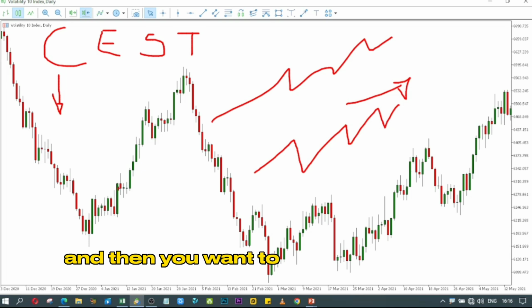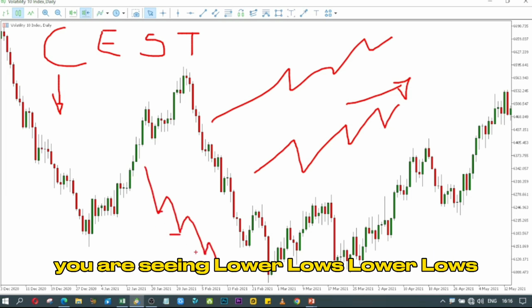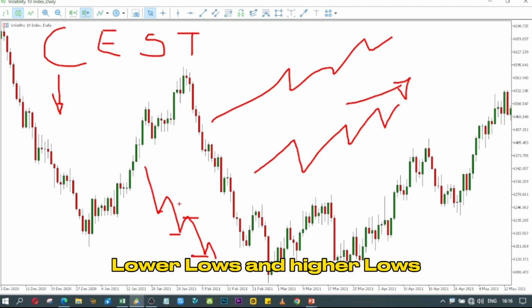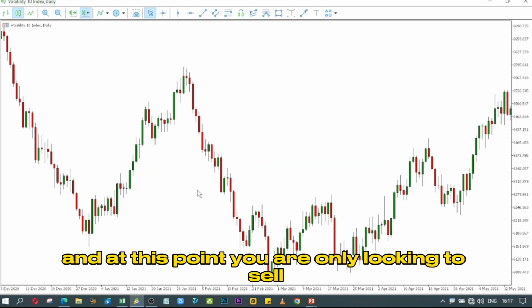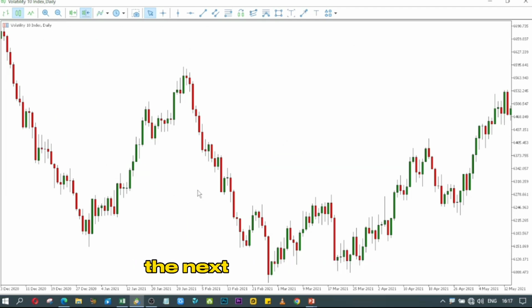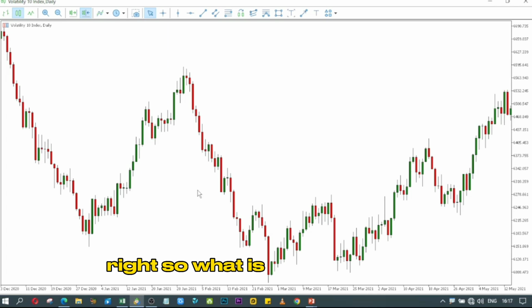And then if the trend is down, you are seeing lower lows and lower highs, and at this point, you are only looking to sell. So once you identify the trend, the next condition is you want to mark out your key levels, right? So what are your key levels?